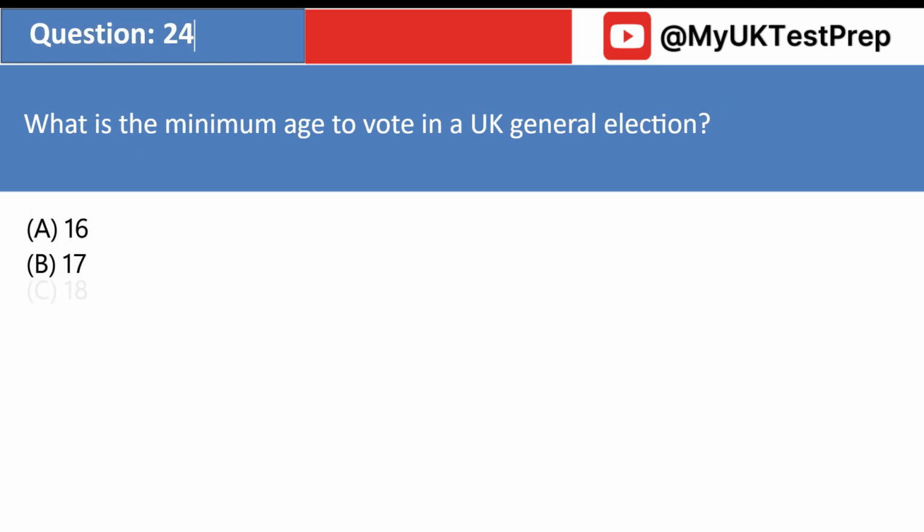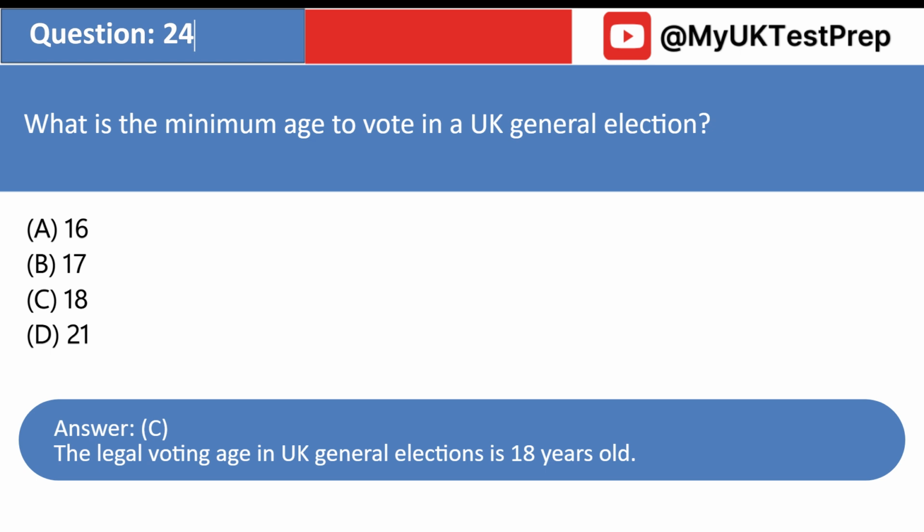What is the minimum age to vote in a UK general election? A. 16. B. 17. C. 18. D. 21. Answer: C. The legal voting age in UK general elections is 18 years old.